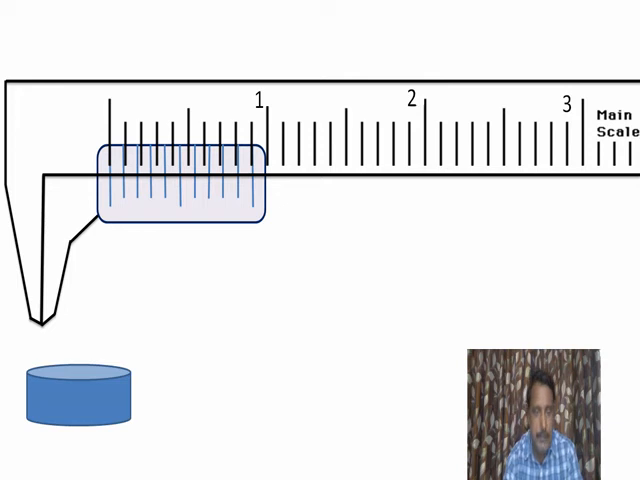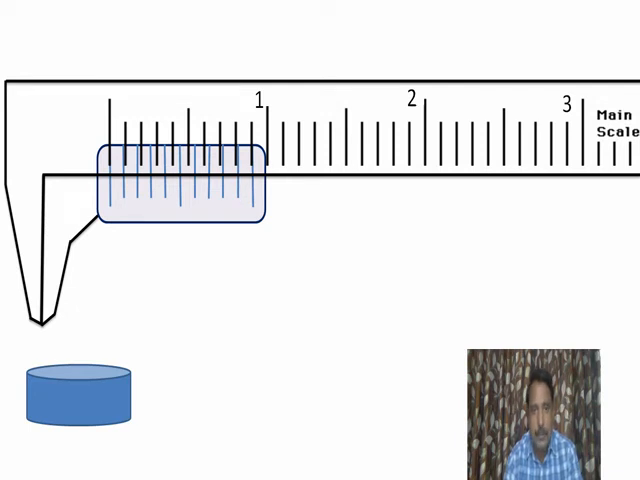Now, how many divisions you see on vernier scale? Let us count. 1, 2, 3, 4, 5, 6, 7, 8, 9, and 10. There are 10 divisions on vernier scale.